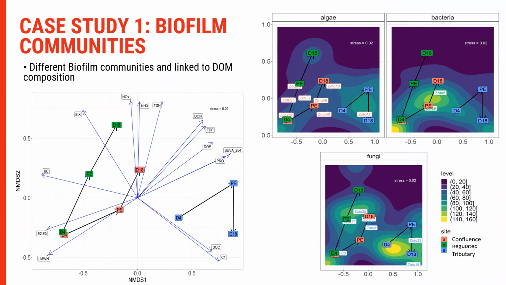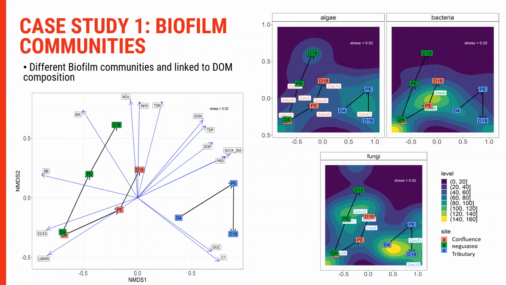Biofilm communities, and what we saw is that, yes, they contain different biofilm communities. Basically, tributaries blue, regulated green, confluence is red. Basically, the tributary contained a unique fungi, algae, and bacterial community, whereas the confluence and regulated contain more similar ones. This PE is, so this is a bit intuitive. D4 is day 4, P is pre-event, so pre a storm event. D4 is 4 days after the event. D18 is 18 days after the event.